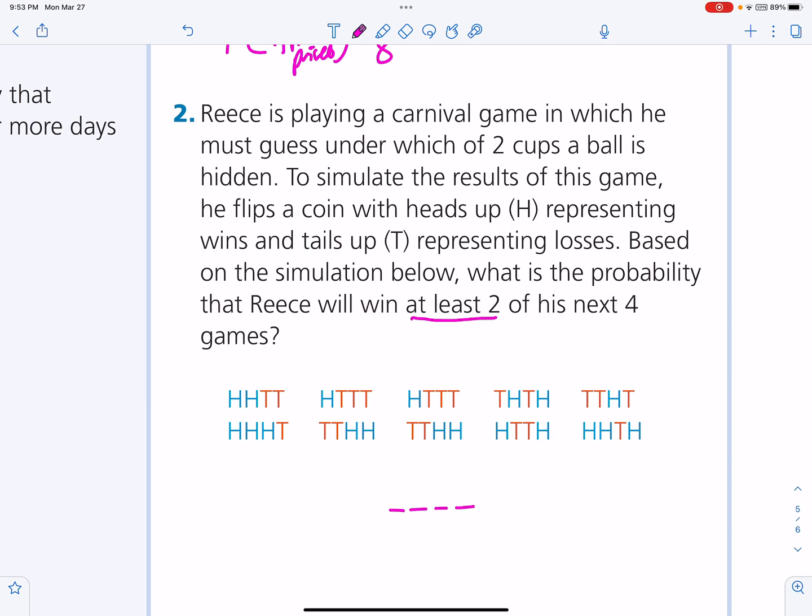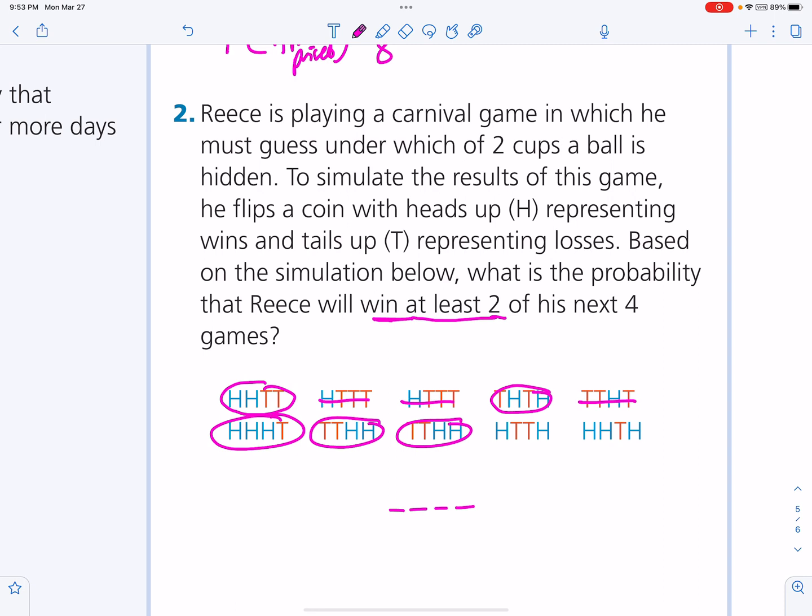So what are we circling? That's what you're focusing on. We're going to circle ones where he won at least 2 within that set, okay? So winning is heads, so he won at least 2. He didn't win 2, didn't. He did win 2, he didn't. He did win 2, he did, he did, he did, and he did. Okay, so we have 1, 2, 3, 4, 5, 6, 7 out of 10.